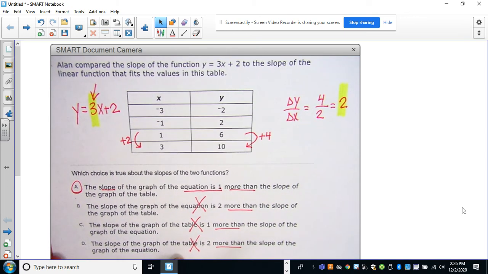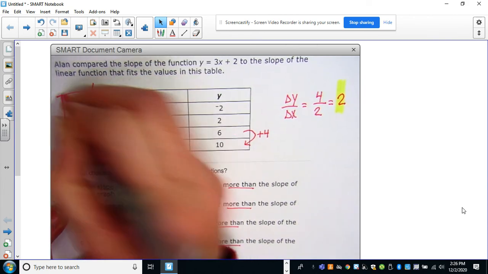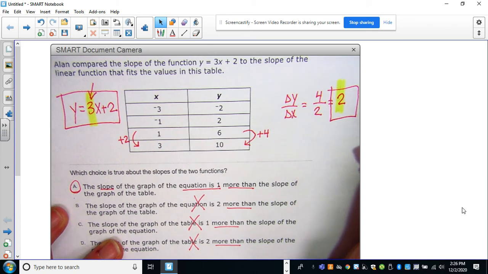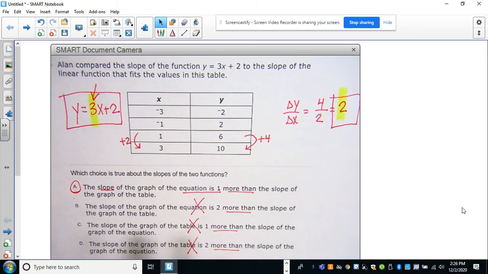Notice how I'm going through every single answer choice and I'm making notes on both functions in order to compare them, and then I read through my answer choices and see which one makes sense. So there's some examples, and I will probably be doing some more tomorrow.